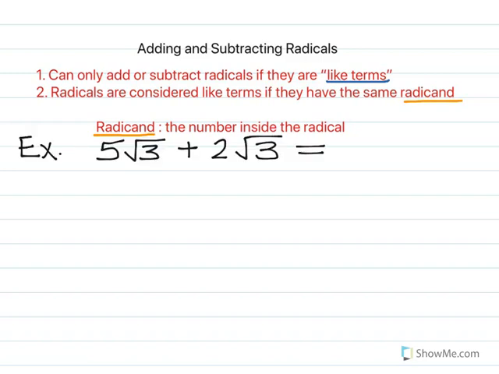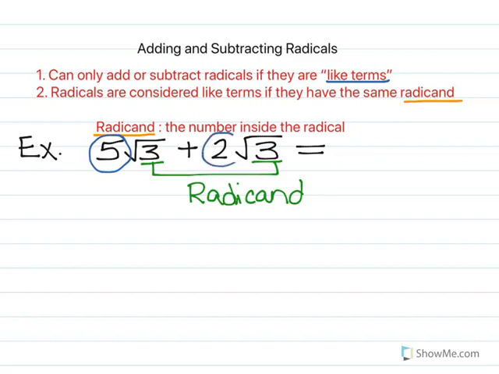If you had 5 radical 3 and 2 radical 3, these are considered like terms because they have the same radicand. So in this scenario, 3 would be the radicand, and now that they are like terms, all you need to do is add the numbers that are outside of the radical together. So 5 and 2 would give you 7, and you keep the radical, the radicand, the same, so it would be 7 radical 3 as your answer.